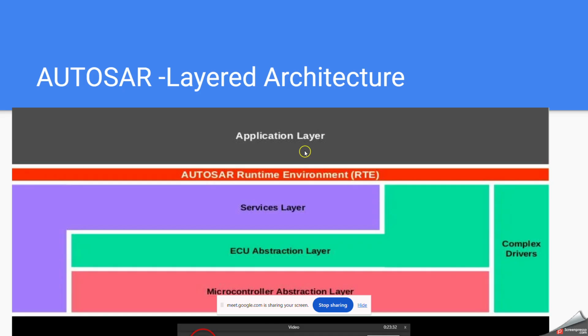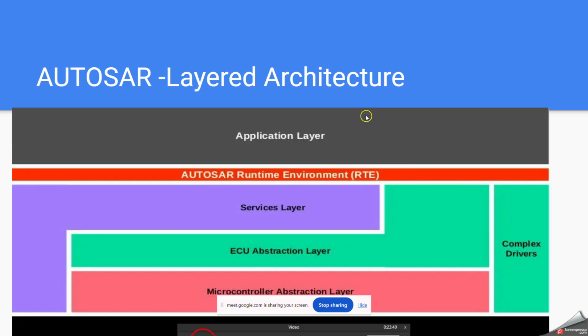Then this is some architecture, like you might be all aware, but I'm just briefing it. We will be having what we call Autosar, a layered architecture, because it has various layers like application, RTE, service, ECU abstraction, and microcontroller abstraction. So I'll tell you one example.